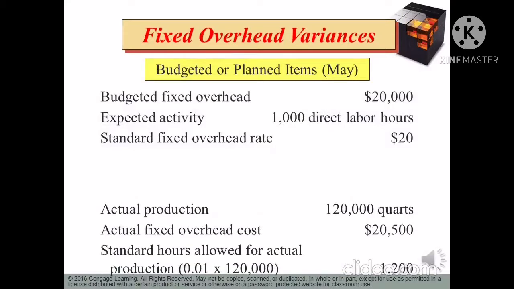Then we move to the last part, which is fixed overhead variance. This is the information for fixed overhead variance that we're going to use in the formula and in table form.